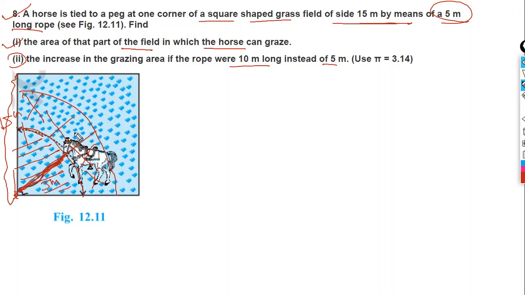Okay. So what we will do in the second part? In the second part we have to find the whole area with radius 10. Then we had already found in the first part the area with radius 5. Then we will subtract it so that we can find the increased area. Now we will move to the solution part.